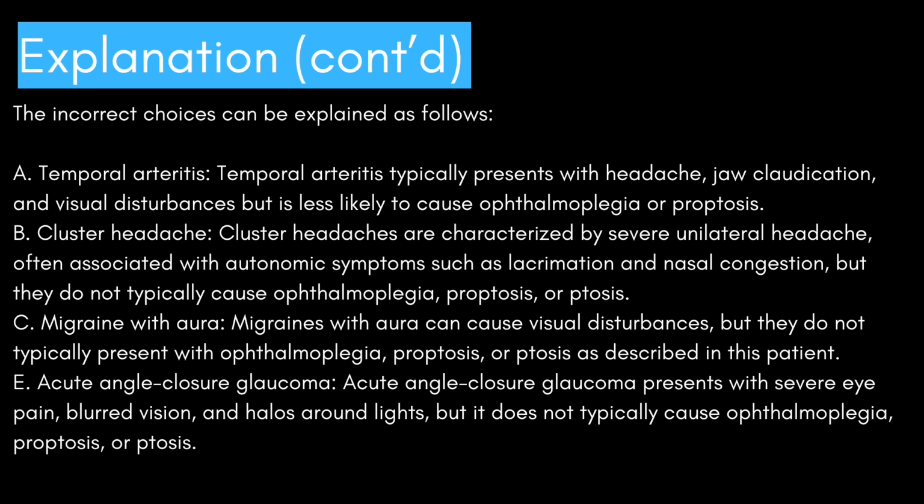E. Acute angle closure glaucoma. Acute angle closure glaucoma presents with severe eye pain, blurred vision, and halos around lights, but it does not typically cause ophthalmoplegia, proptosis, or ptosis.